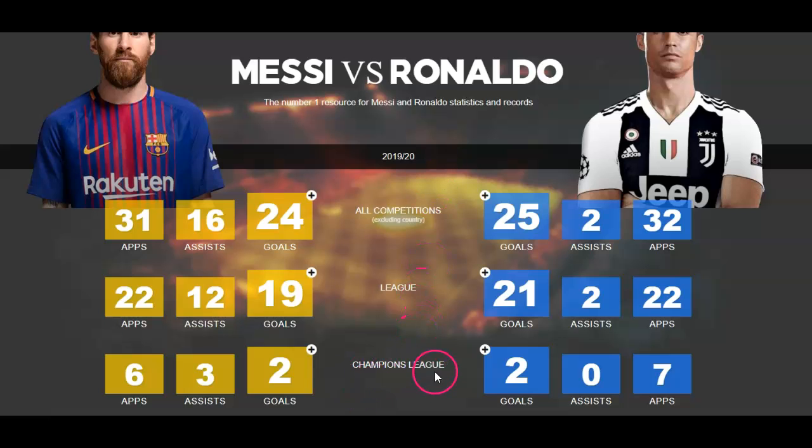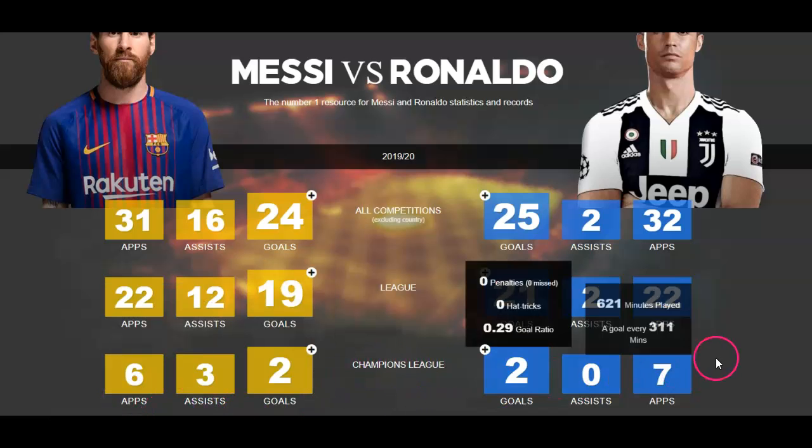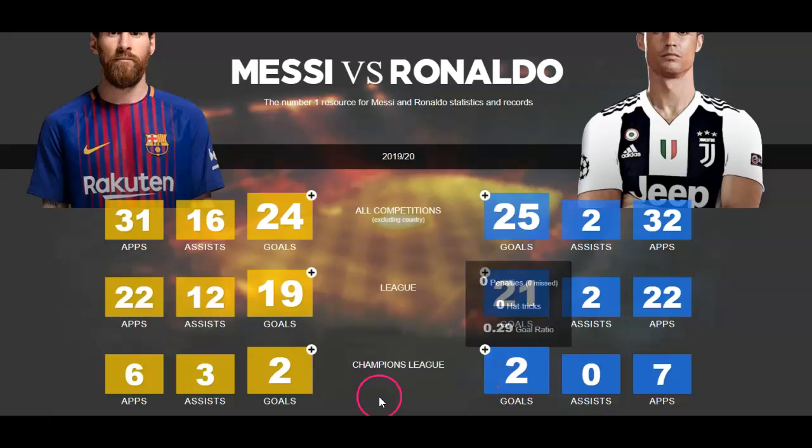But even here, look at Champions League, which is everybody. It's all those leagues. We have 6 appearances for Messi, 7 appearances for Ronaldo. He only has 2 goals. Messi has 2 goals and 3 assists, so he's a part of 5 goals here. So don't let anybody ever tell you Ronaldo's better, because we all know Messi is. And he's younger, about 3 years younger than him. So okay, that's a gazillion reasons I've given you why I think Messi's better.